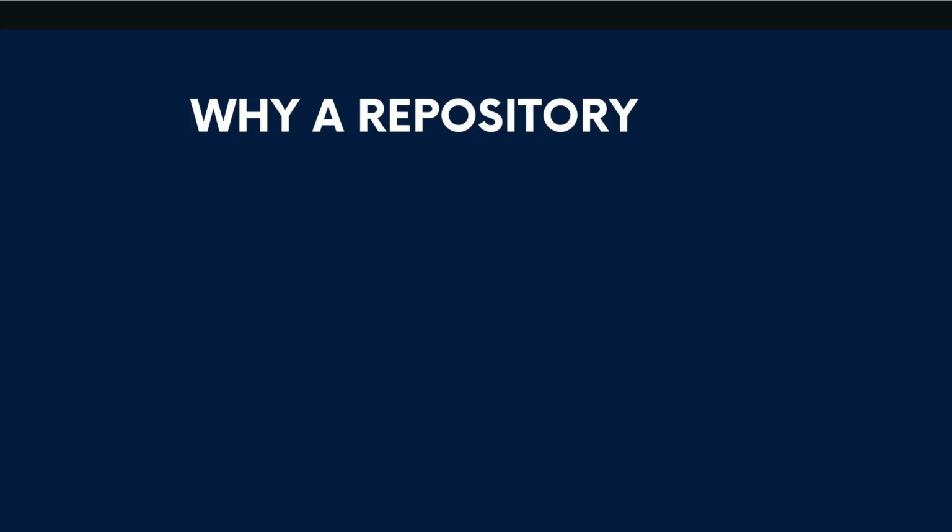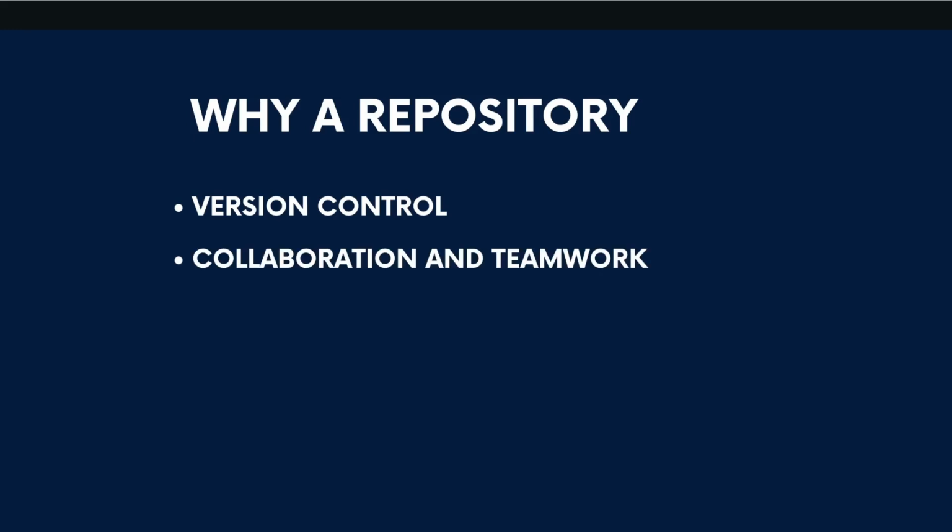So why do we even need a GitHub repository in the first place? One of the reasons is version control. You want to keep track of your code, and all the changes that occur in your code during the development process. With version control, you can always revert back to older versions of your code or maybe later versions of your code.